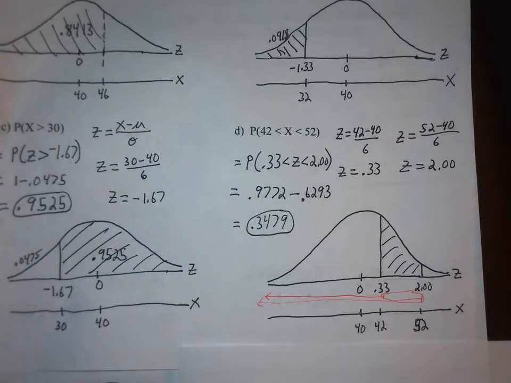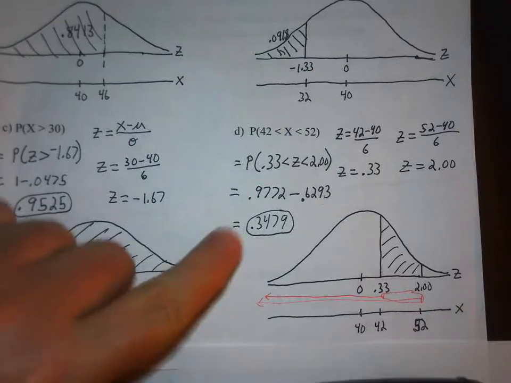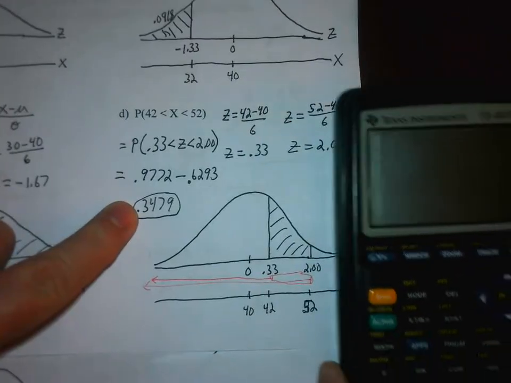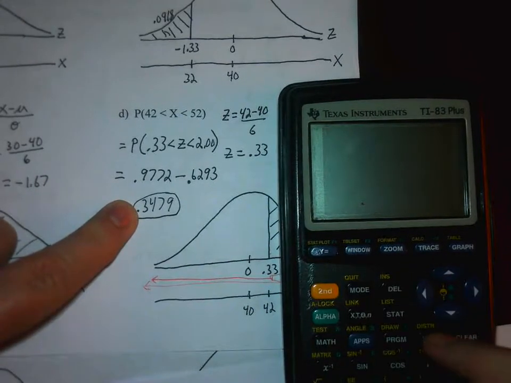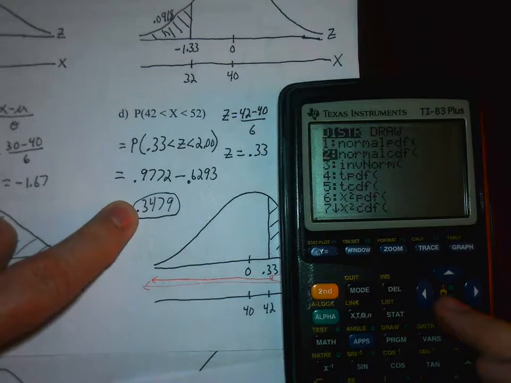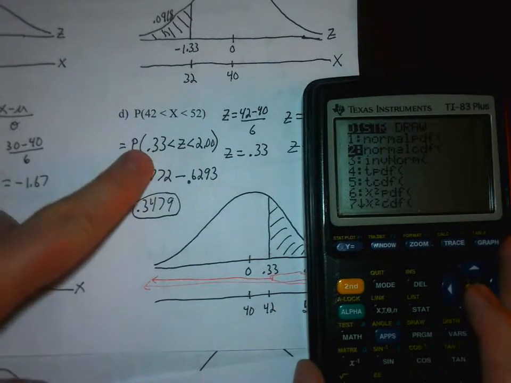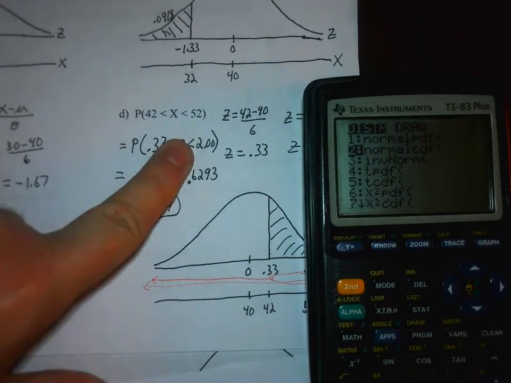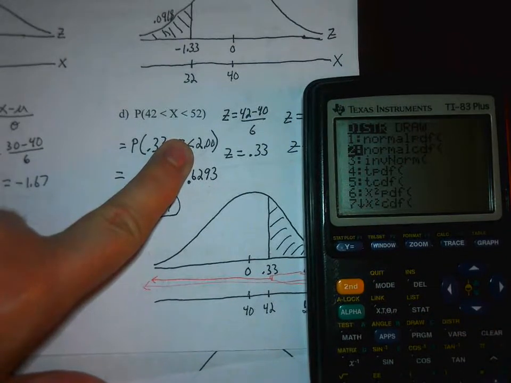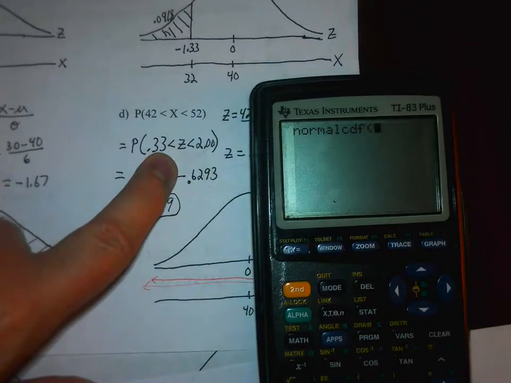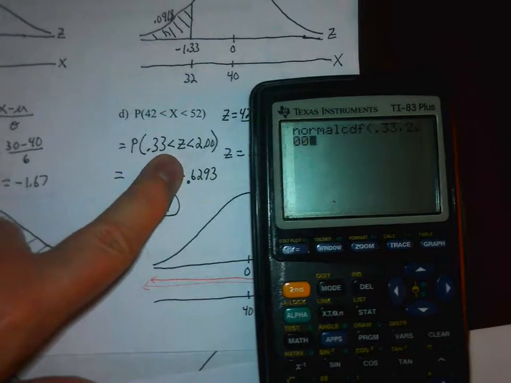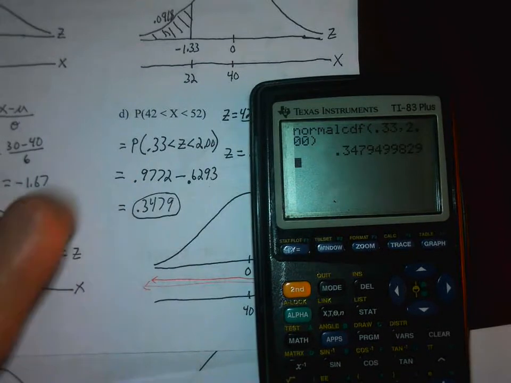Now the good news on our calculator, those are actually the easier ones on the calculator. Okay, so if you find the z-scores first, and this is the way that I want you to do it if you use your calculator, using the normal CDF. Once you find the z-scores of 0.33 and 2.0, remember you go to second VARS and then down to normal CDF, and you put in the left-hand z-score or the lower z-score, and then comma the upper z-score, and that'll give you area.